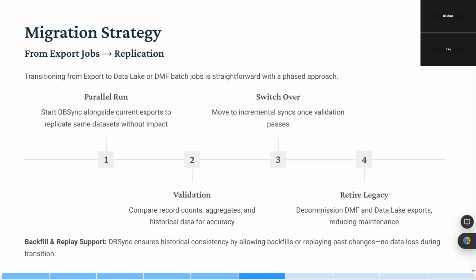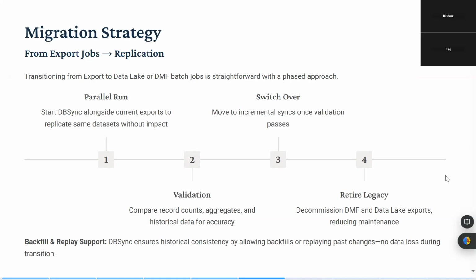The next is incremental syncs. Every time there is a change within schema or data, we validate it and make sure that both the exports and the replication have the current data. Once that is done, we can retire the legacy exports and pipelines. This would let us decommission the DMF or data export jobs that you are maintaining at this point. It also reduces maintenance overhead.